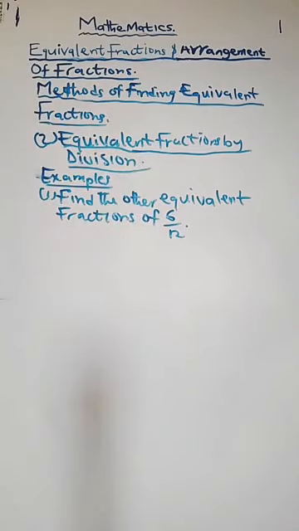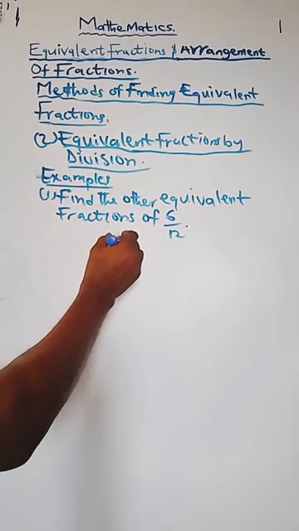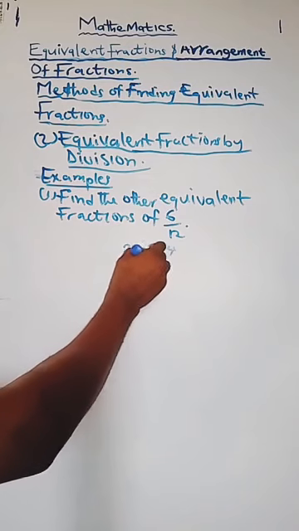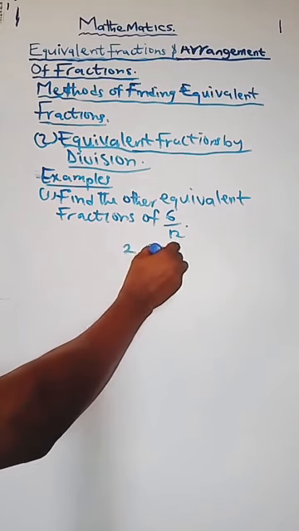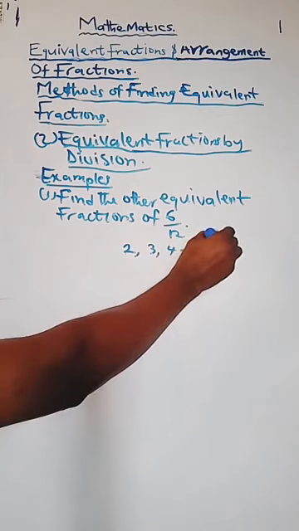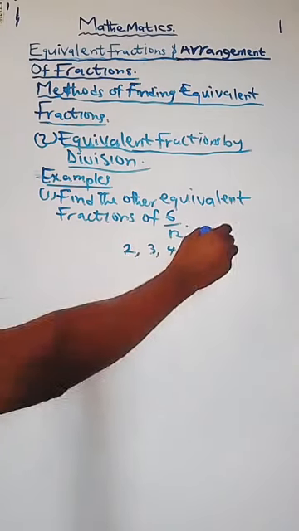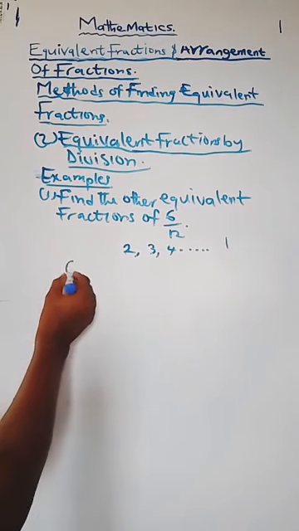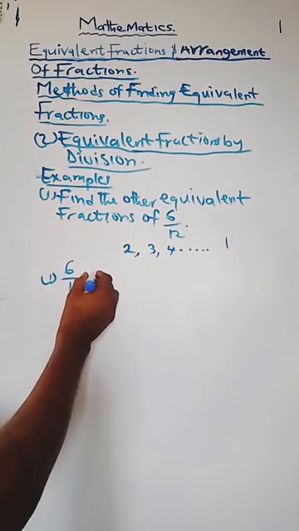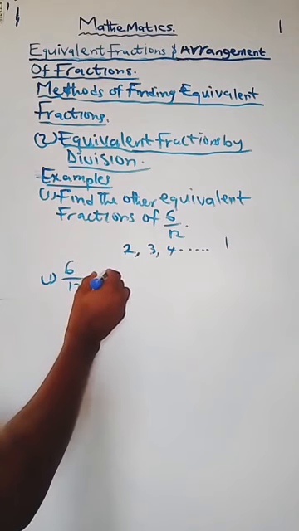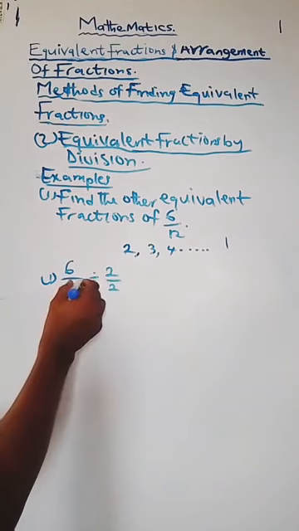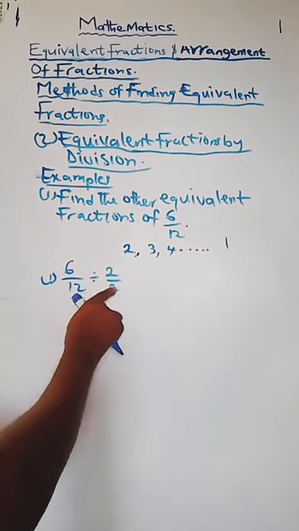So let's go. Just like in multiplication, you multiply by 2, by 3, by 4, but in division, you divide by 2, by 3, by 4, and like that until you get to a fraction with a numerator of 1. When you get to a numerator of 1, then you stop. So let's start with this: 6/12 divided by 2/2. We divide the numerator by 2 and the denominator by 2.